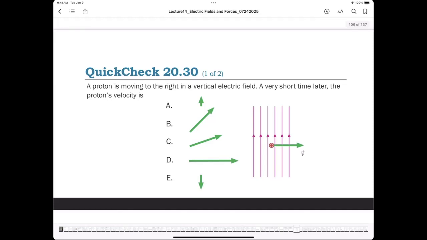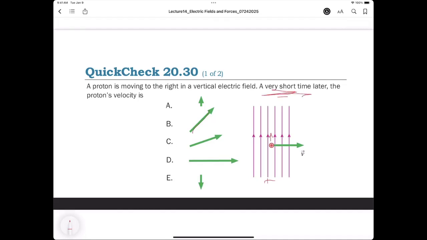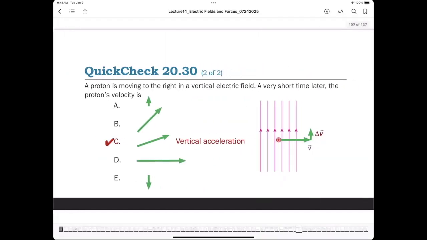A very short time later, which one is the proton's velocity? The electric field is in this direction, and the charge is negative, which means there is an acceleration in this direction. After a very short time it will not move too much, it just goes in this direction. That doesn't make sense because the original direction is here. So it should be C. That makes sense to you?